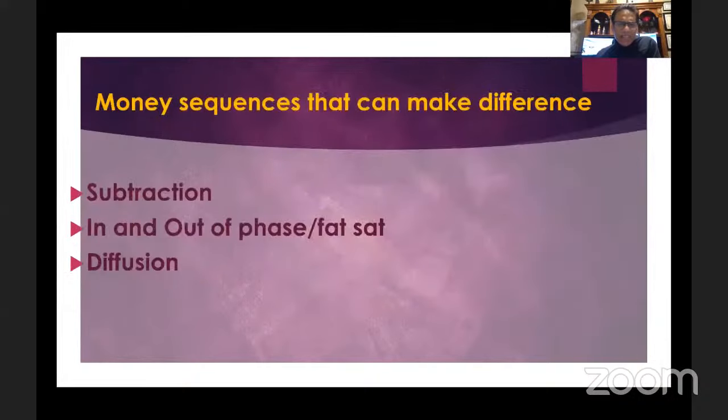The money sequences that can really make a difference in diagnosing renal as well as liver lesions are subtraction, in and out of phase, and fat sat. Remember that for renal tumors, fat is your friend, and diffusion weighted images.